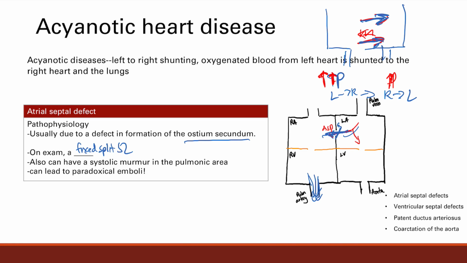Final thing I want to mention is you can have something called a paradoxical emboli. And that is a venous emboli entering the arterial circulation. That's paradoxical because you would normally expect the venous emboli to go through the right side of the heart to the lungs. But instead, your venous emboli, let's change our pen color again, can cross this septal defect in the middle and go into systemic circulation. So that's called a paradoxical emboli.